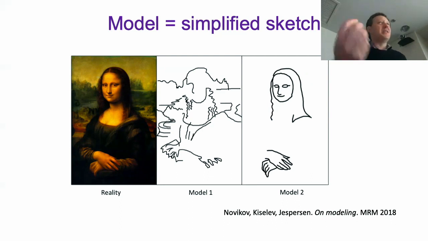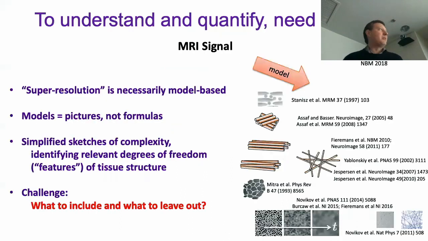It's not the best fit. It's what the relevant degrees of freedom are. And this is really a talk about how to look for those relevant degrees of freedom. And the real challenge, because we're dealing with such an immense complexity, is what to include in our models and what to leave out.